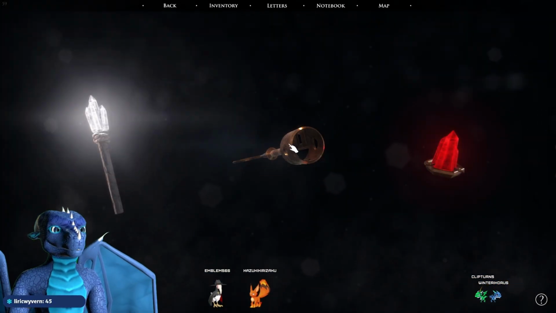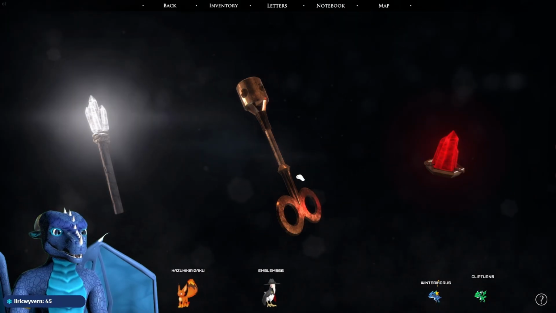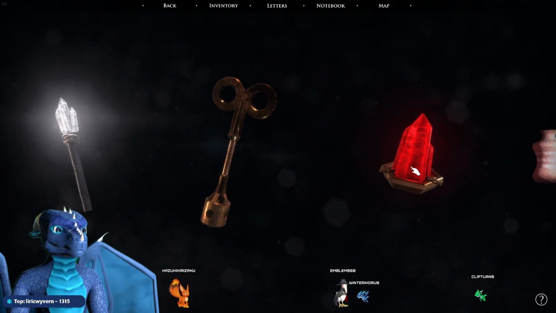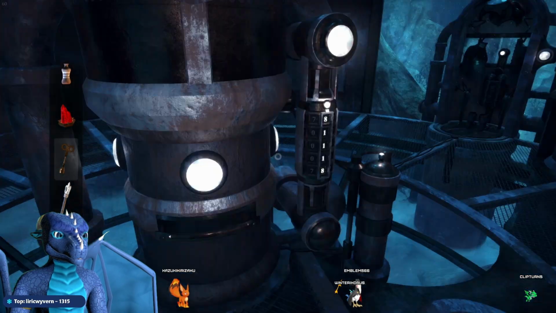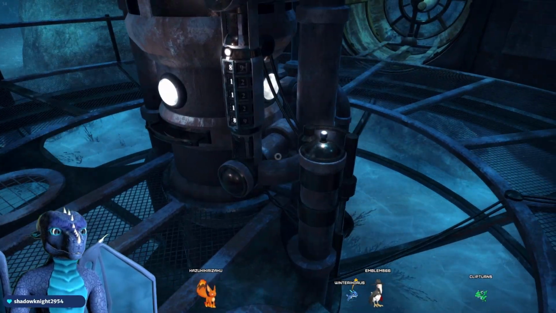What to do with the inventory? Oh. I have a key. I did pick up a key in here. What do I do with said key?